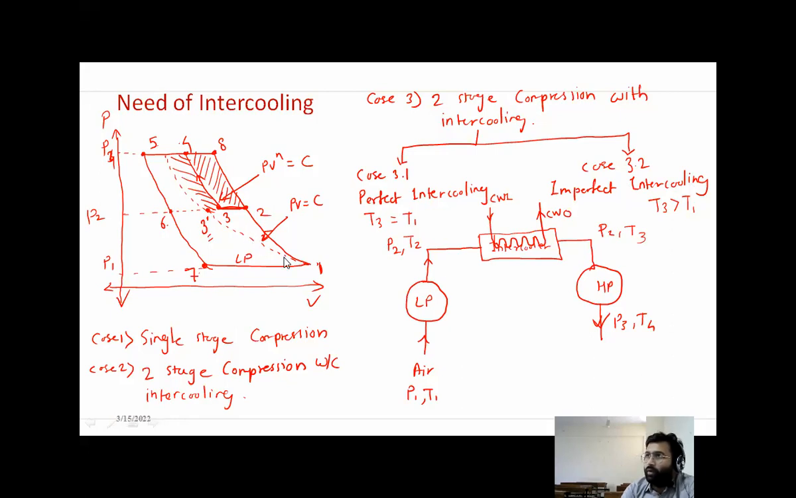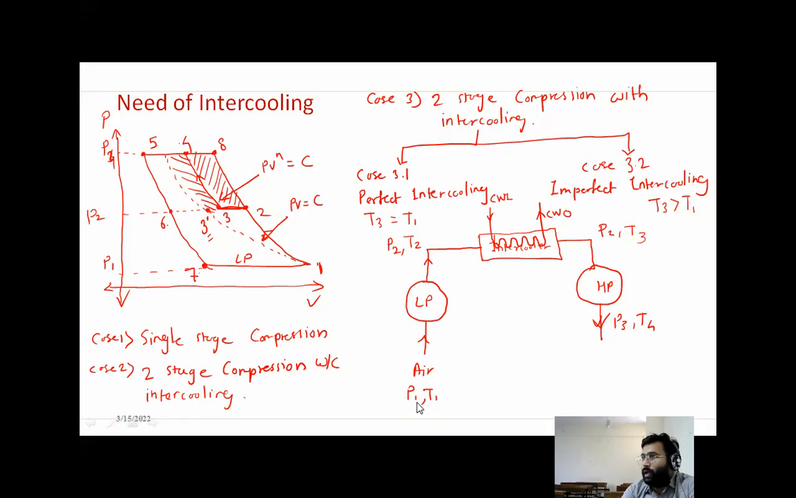So 1 to 2 is here low stage compression. 2 to 3 is the intercooling. Again 3 to 4 is high pressure compression and 4 to 5 is the delivery.